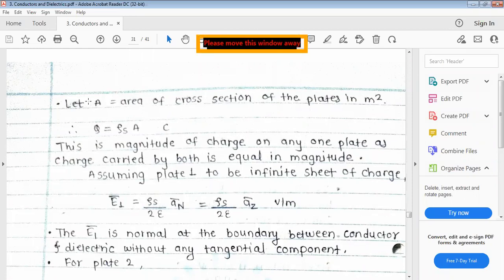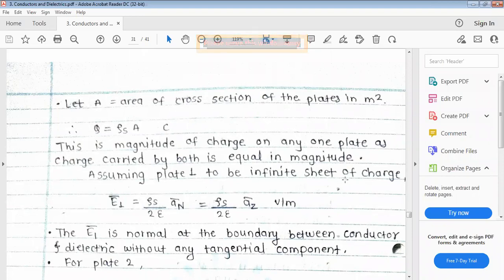So charge density is nothing but charge per unit area, right? If it is volume charge density, then it is charge per unit volume. If it is line charge density, it is charge per unit length. And this is the surface charge density, so it is charge per unit area. So rho S can be given as Q divided by A, or we can write Q is equal to rho S into A coulomb. This is the magnitude of charge on any one plate, as the charge carried by both is equal in magnitude.